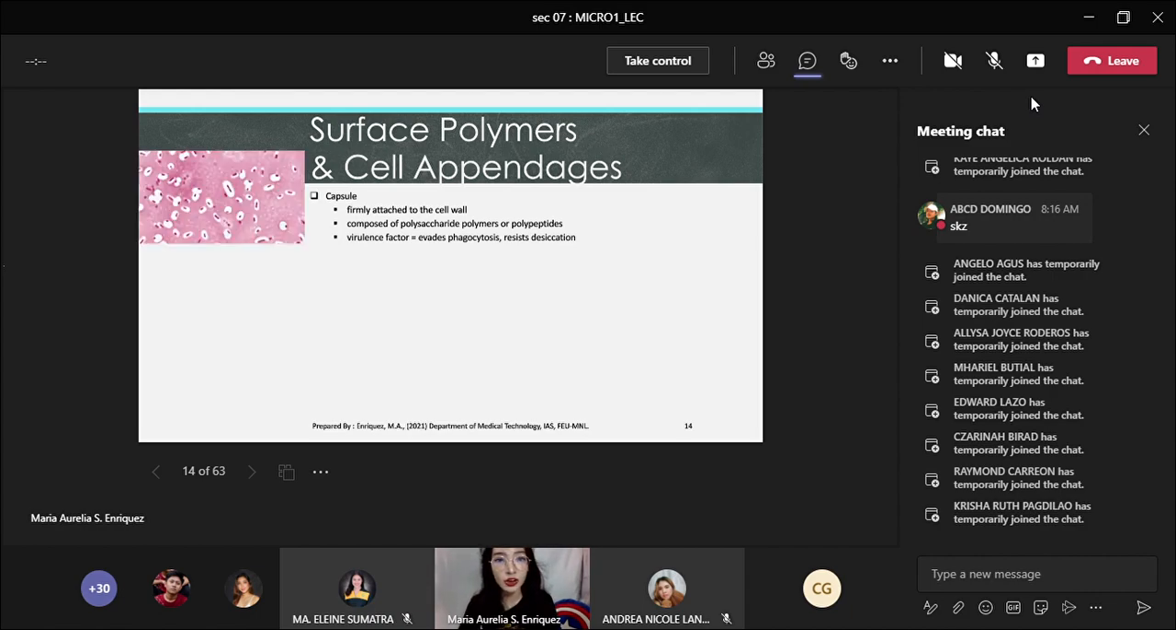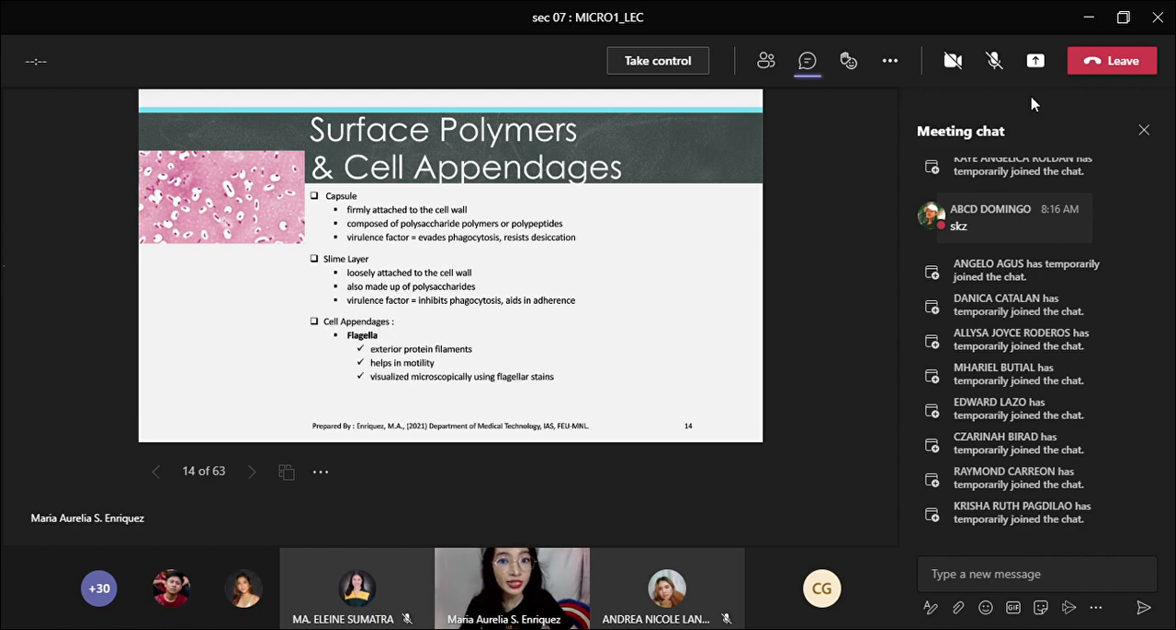There's this other thing called the slime layer. So para din po siyang capsule because they're both made of polysaccharides, but they are much loosely attached to the cell wall. And kaya niya rin pong tulungan yung bacteria to prevent phagocytosis. But aside from that, they also aid in the adherence of bacteria to the host tissues or to other materials such as synthetic implants or plastics.